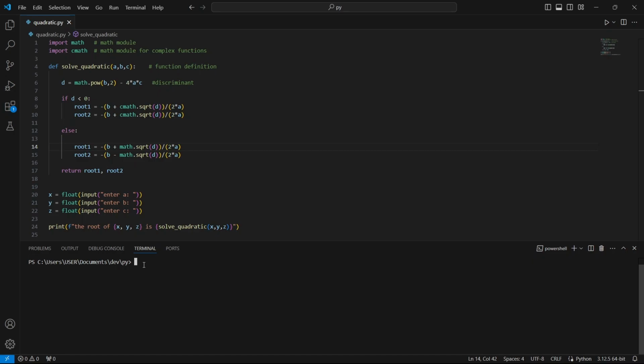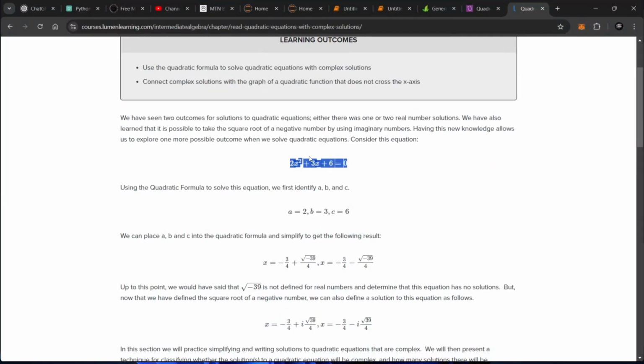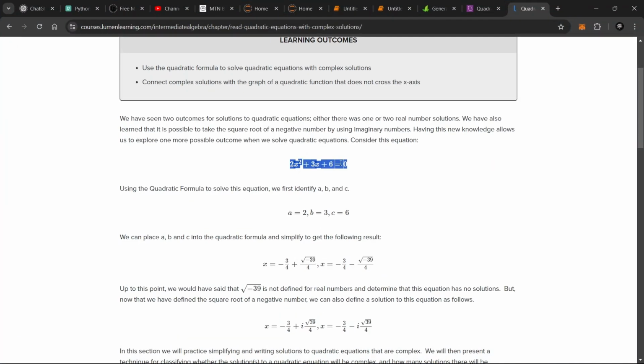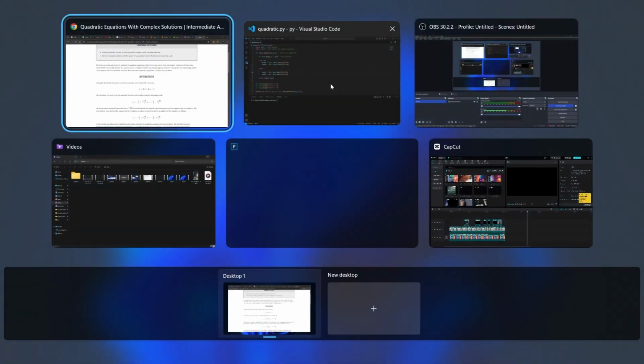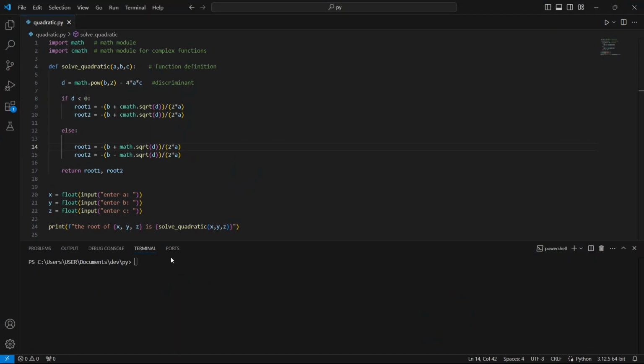So let's try it again. What were those values again? They were 2, 3 and 6. So we go ahead and run. As you can see, the solution is a complex number. The solution is now complex.